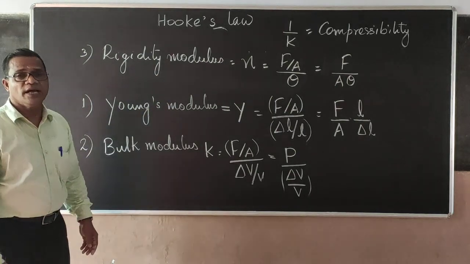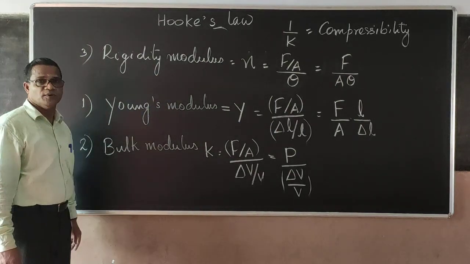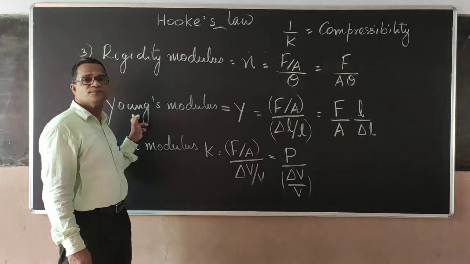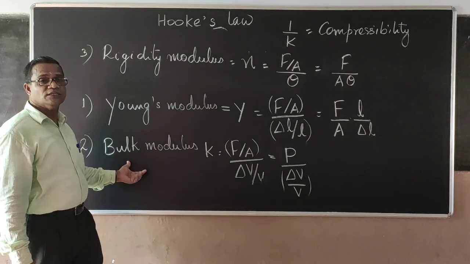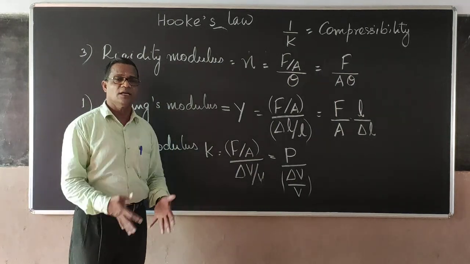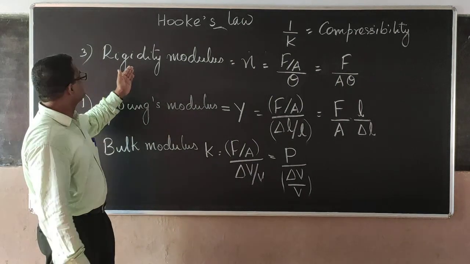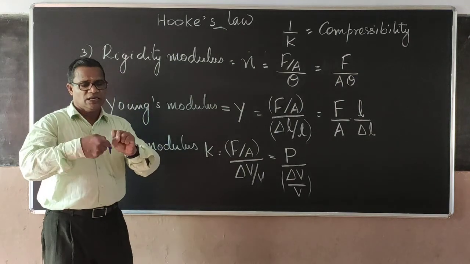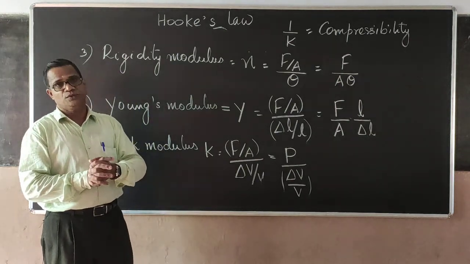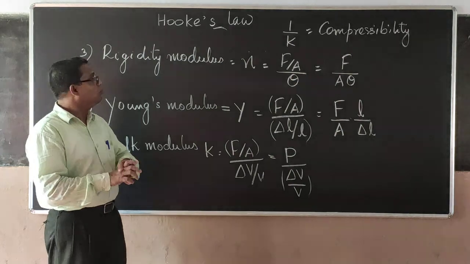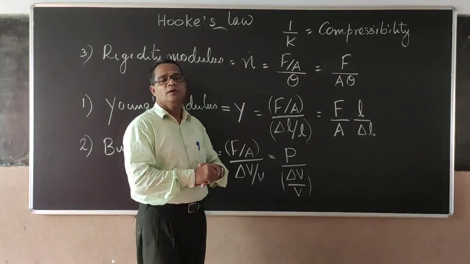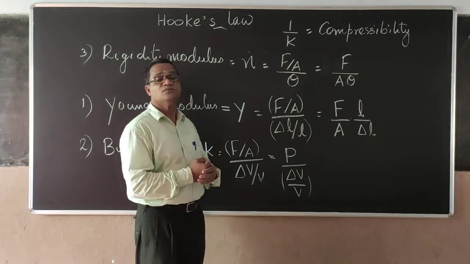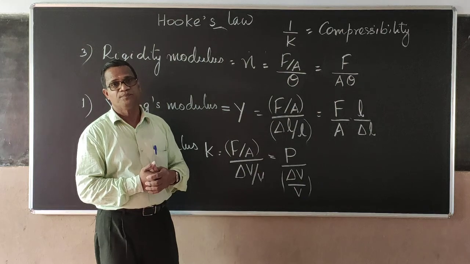These are the three moduli of elasticities you are supposed to remember. Young's modulus relating to linear stress, then bulk modulus relating to bulkiness, relating to volume, then rigidity modulus, how rigid the object is. When you twist an object, how rigid it can be is understood. So that's relating with the rigidity modulus, the ratio of tangential stress to the shearing strain.